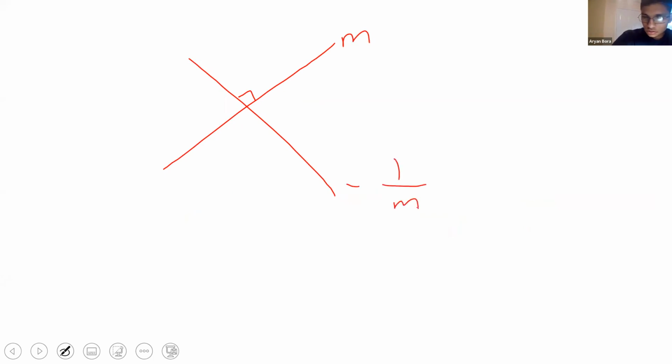So something else which is really important to know: we have perpendicular lines. Imagine those are right angles. Then if this slope is m, we can easily tell the slope of the other line, which will be negative 1 over m. So that only applies to perpendicular lines.